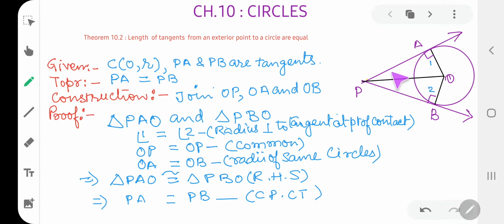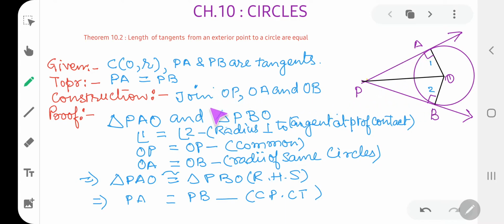Listen children, the length of the tangent is always measured from the exterior point till the point of contact only. So if I ask what is the length of this tangent, you will measure from P to A. And for this tangent, you will measure from the exterior point to the point of contact, that is PB. So we need to prove that PA is equal to PB.